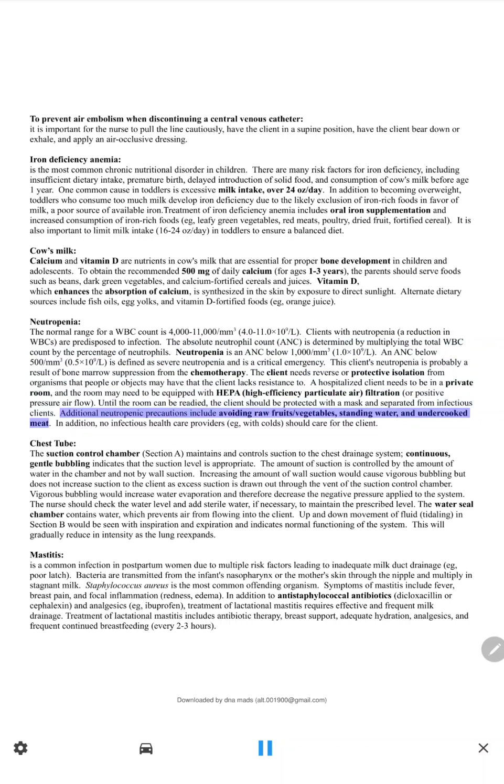Additional neutropenic precautions include avoiding raw fruits, vegetables, standing water, and undercooked meat. In addition, no infectious healthcare providers, e.g., with colds, should care for the client.